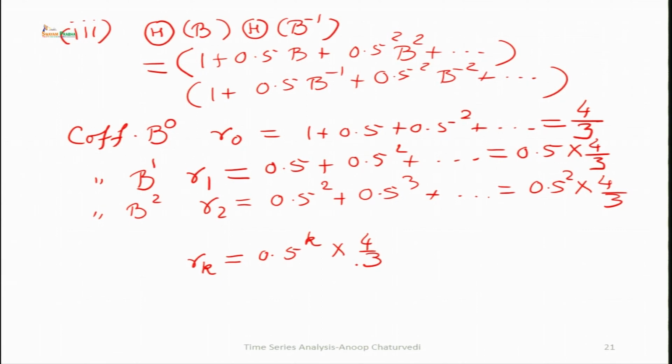So, this is how you can obtain the auto-covariance function for this process using the auto-covariance generating function. So, this is one procedure for obtaining the auto-covariance generating function. You can obtain all these auto-covariance generating functions directly also.